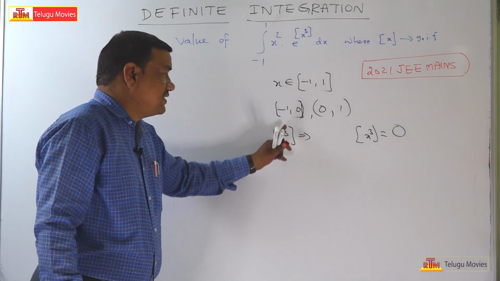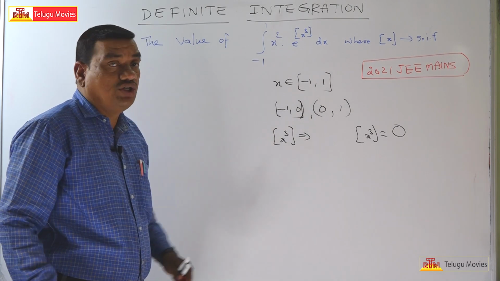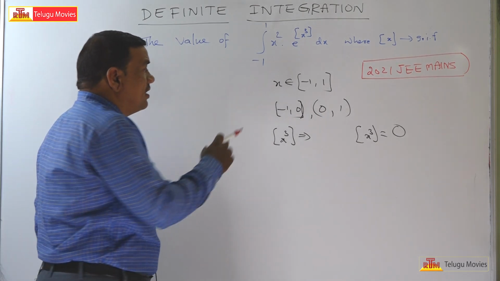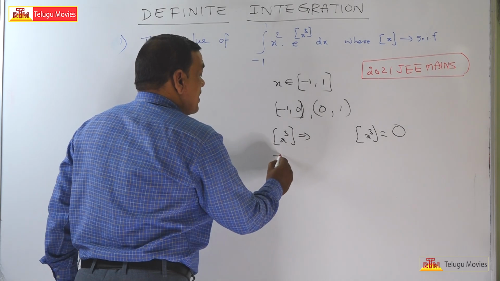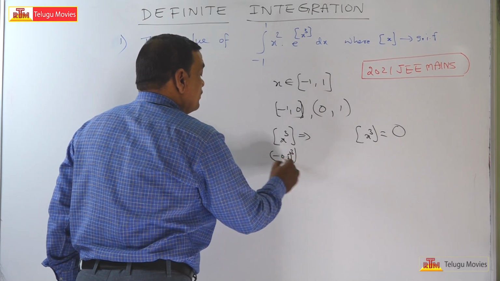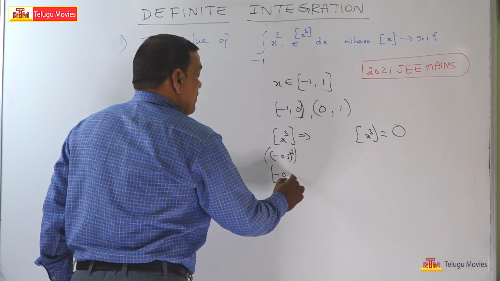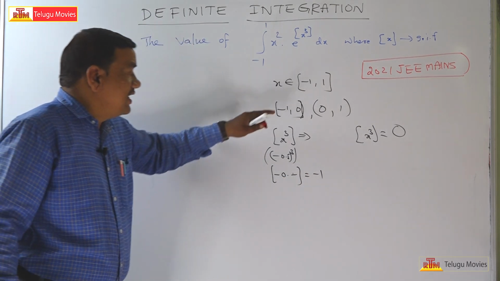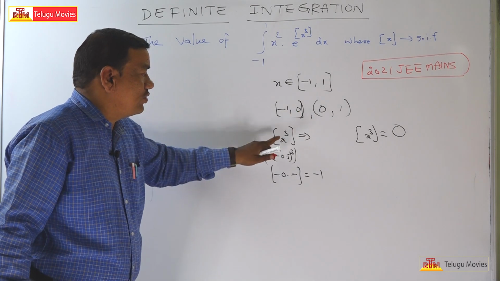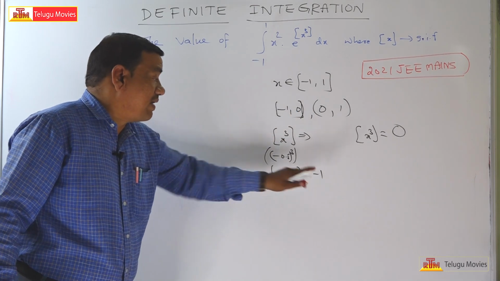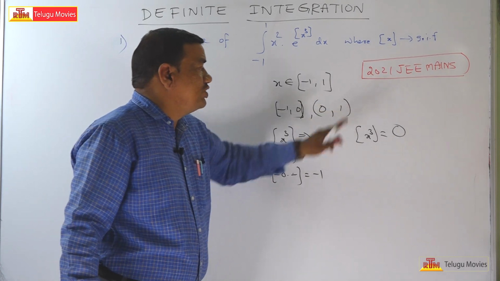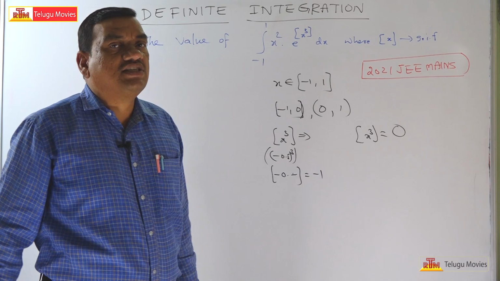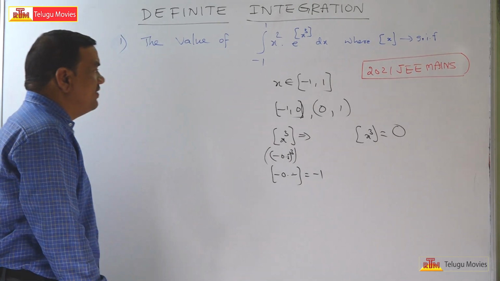So what is x cube from minus 1 to 0? If you take any value from minus 1 to 0, for example minus 0.5 whole cube, again you will get minus 0 point something. So this is equal to minus 1. So in the interval minus 1 to 0, step of x cube value is minus 1. In the interval from 0 to 1, step of x cube value is 0. If you have that basic idea, the problem is very easy.